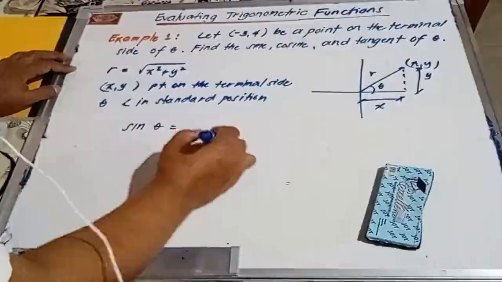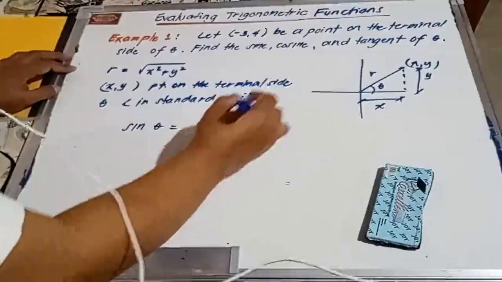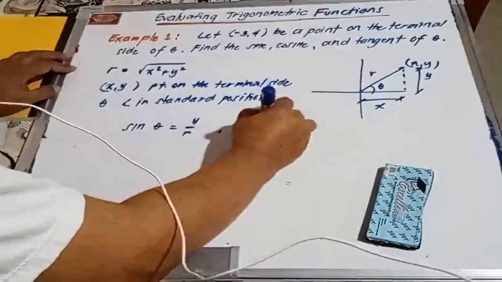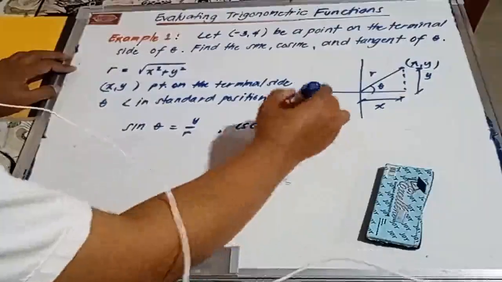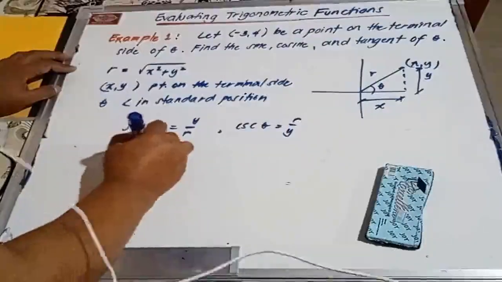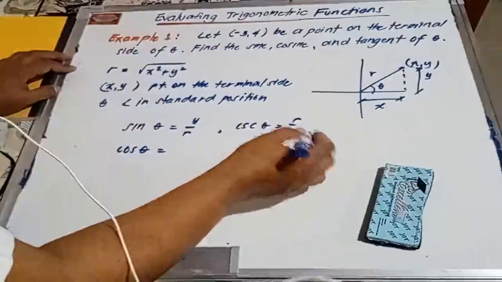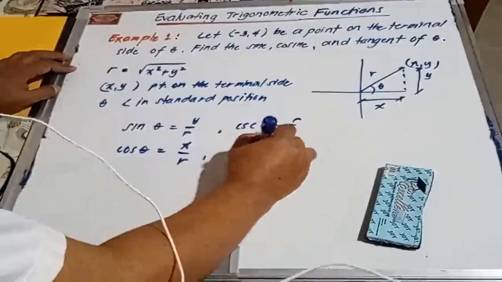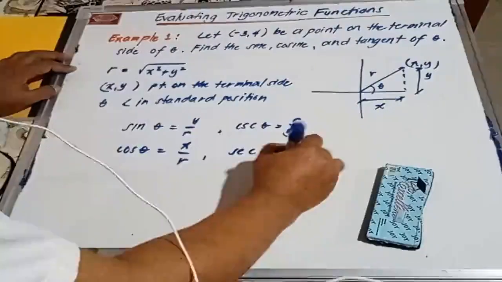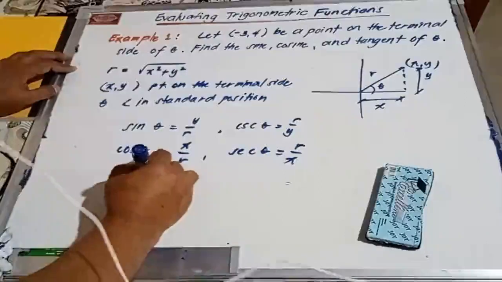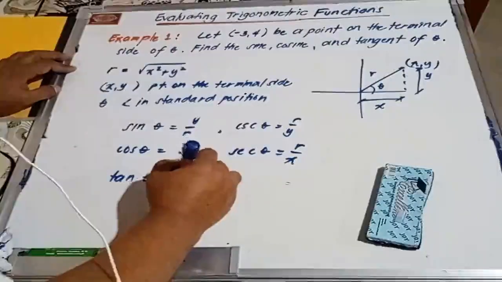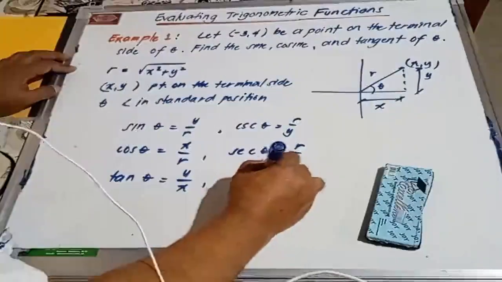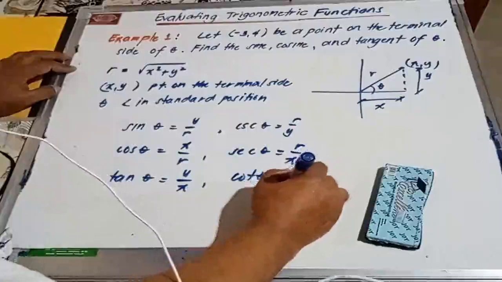So sine theta is opposite over hypotenuse. The ratio is y over r. At ang cosecant theta, kabaliktaran lang nito, r over y. And for cosine theta, the ratio is adjacent side over hypotenuse or x over r. And ang reciprocal niya is secant, therefore that is r over x. And we have tangent theta, the ratio is opposite side over adjacent side or y over x. At ang reciprocal nito, cotangent theta, which is x over y.